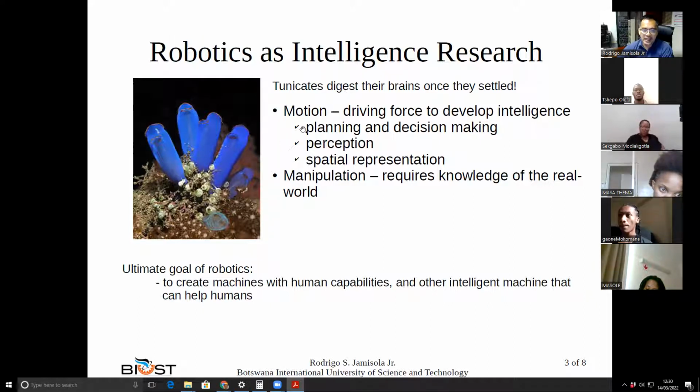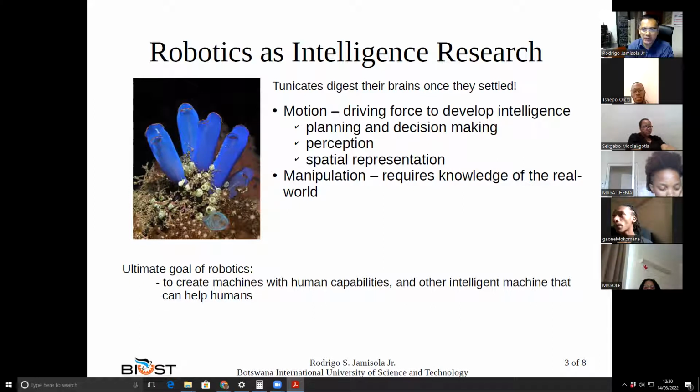Once it's settled down, they say the tunicates will digest or eat their own brains. They eat their own brains because they settled down already. They don't need it. So it means that brain is necessary for organisms to move, because movement needs processing and a decision-making process: where to move and what kind of movement is necessary in order to finally settle down. So once movement is gone, you don't need brains. That's why the tunicate eats its own brain.